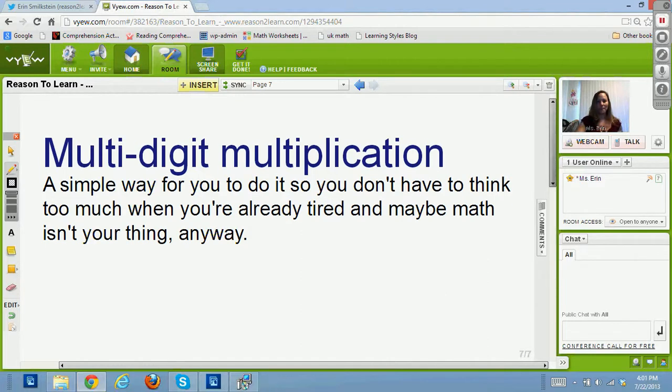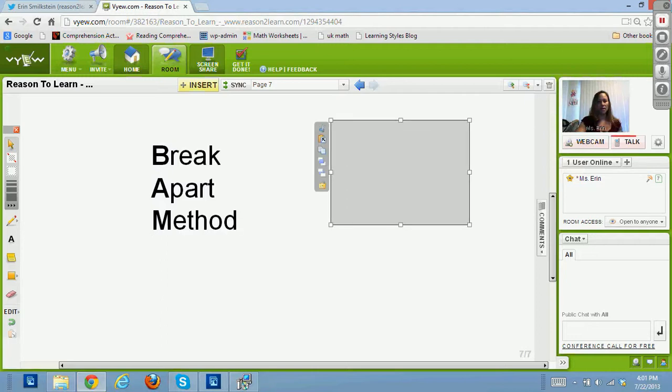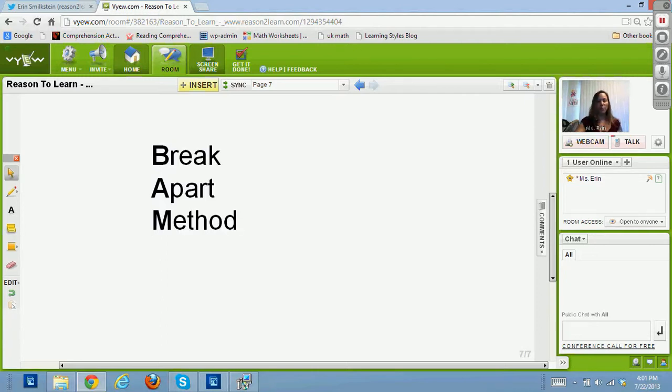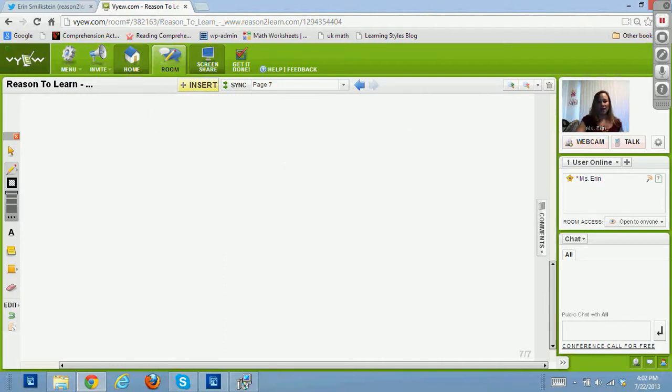Okay, so in order to do multi-digit multiplication, I want to show you something I'm just simply going to call BAM. And what BAM is going to stand for is the break apart method. Once you do this, BAM, you break it apart, you got it. It is done. So the break apart method, just remember, BAM, I can do this. I got this. Let's look at some problems.